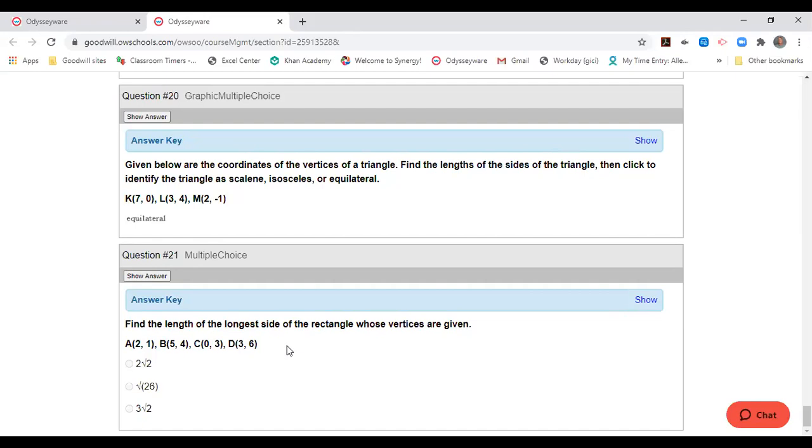Now, what I'm thinking here is that this rectangle is probably not perfectly horizontal or perfectly vertical, which is why they're going to ask you to figure out the longest side. But putting it on a graph can help with that. I'll show you what I mean there. I got to write these points down first before I switch screens.